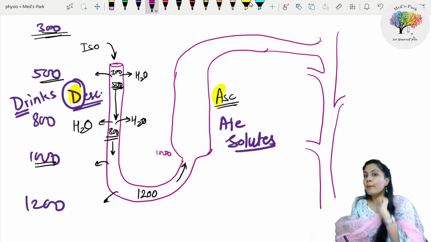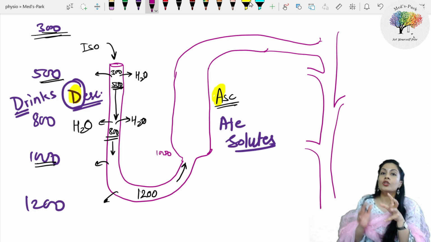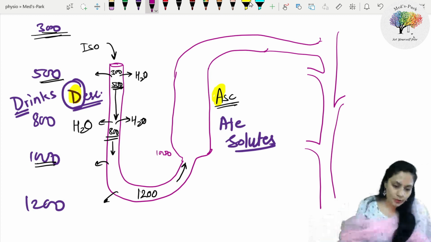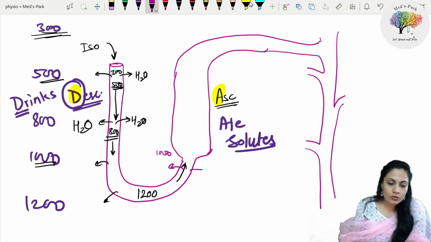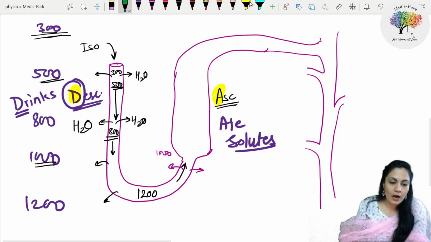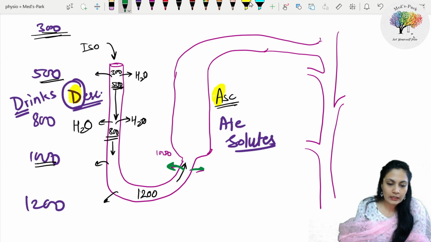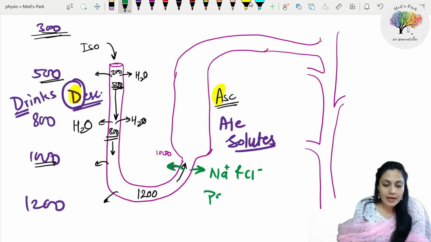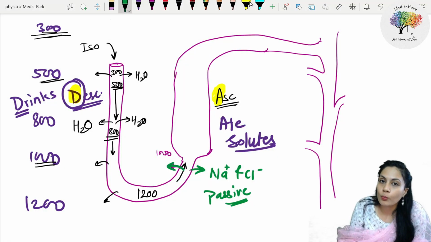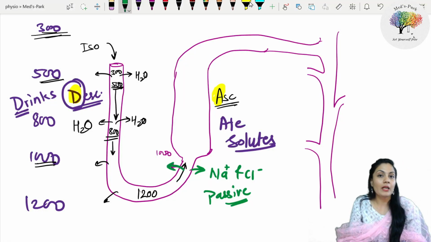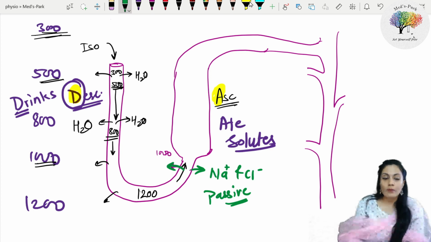The water cannot come inside. So what should happen now? The solute will move out, right? So over here also the solute is going to move out. I'm going to show it in the green color. So solute, that means mainly the sodium and the chloride, moves out, right? But understand, this is going on passively in the thin limb of loop of Henle. Okay, it is happening passively. We are not talking about the pumps over here, right?